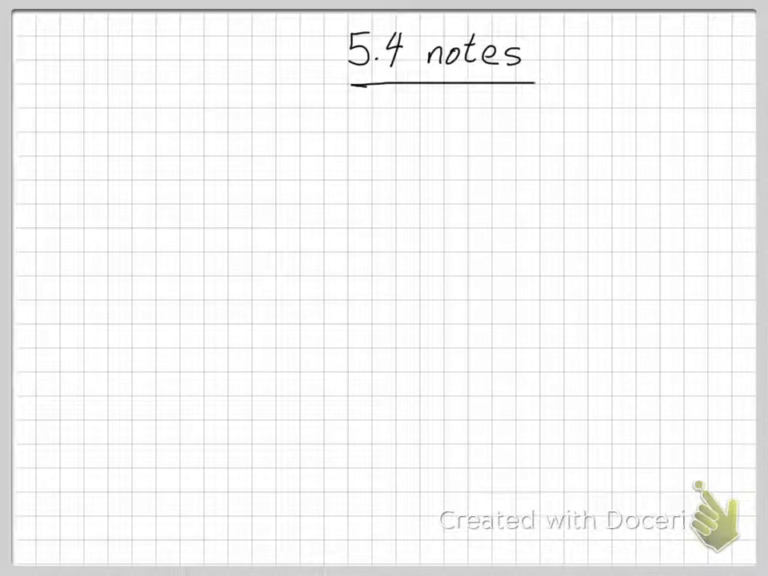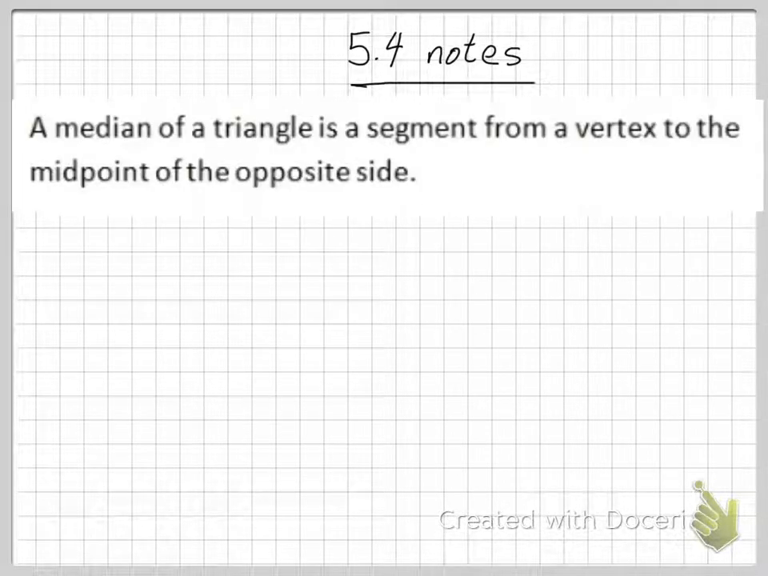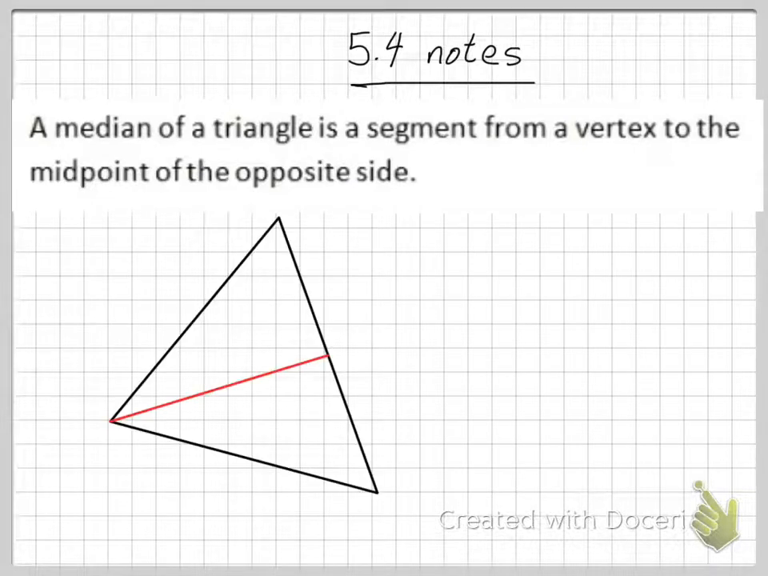Okay, welcome to 5.4 notes, and we're going to start off with a median of a triangle is a segment from a vertex to the midpoint of the opposite side. So what that means is, like the definition literally says, it starts at the vertex and it goes to the midpoint of the opposite side.